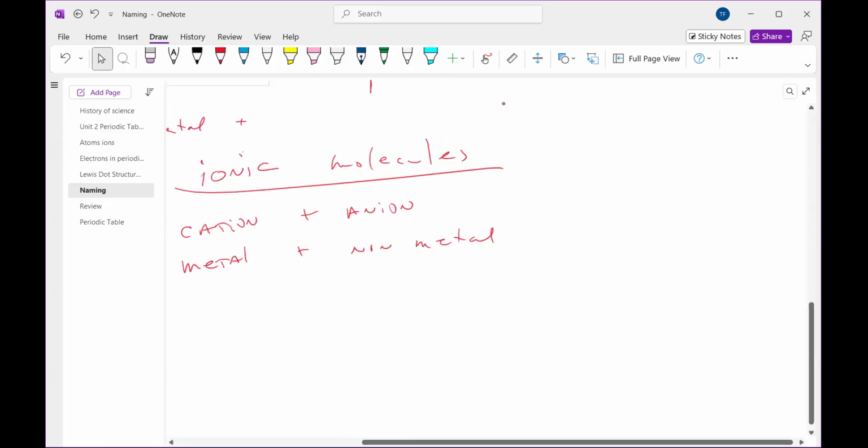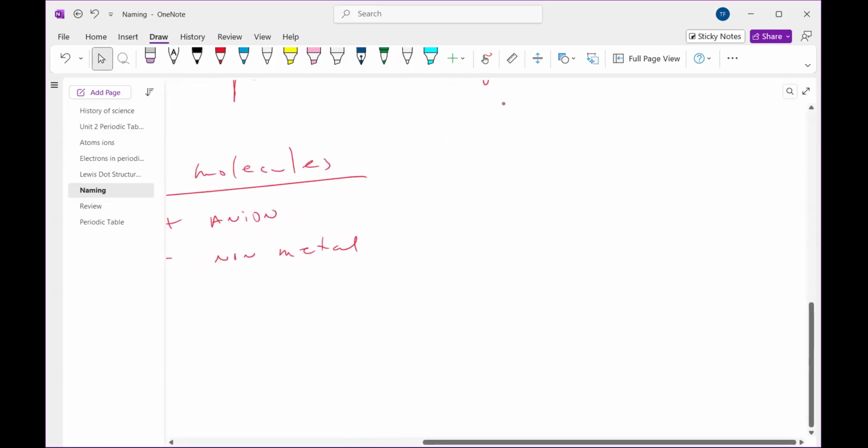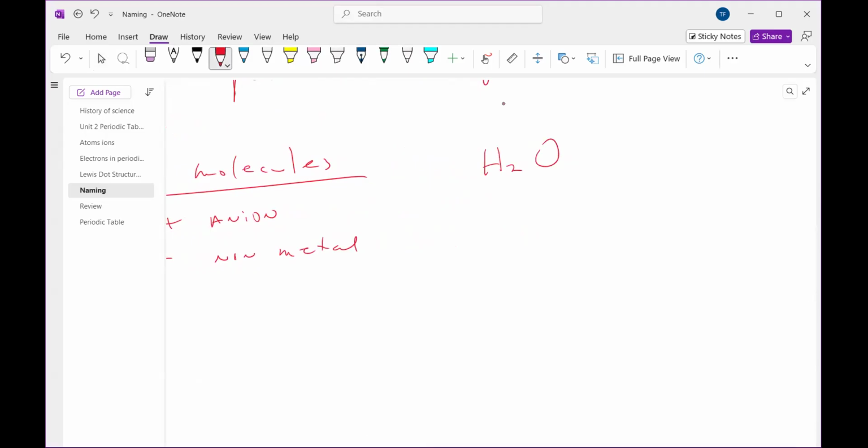Okay, so let's look now at an example of a covalent compound or a molecular compound. Good old water.